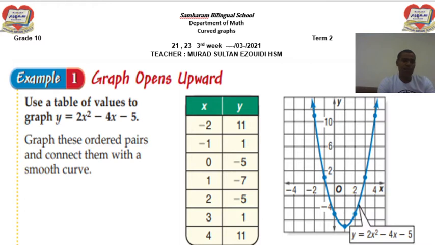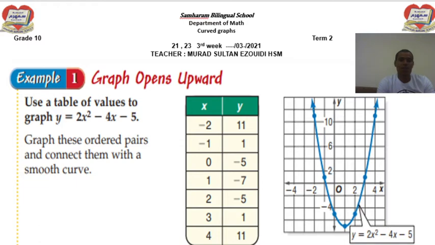First of all, this is the function y equal x squared minus 4x minus 5. The coefficient of x squared is 1, which is positive, so your curve should open upwards like that and has a minimum point. When x equal negative 2, just substitute: negative 2 squared is 4, plus 8 is 12, minus 5 gives 7.